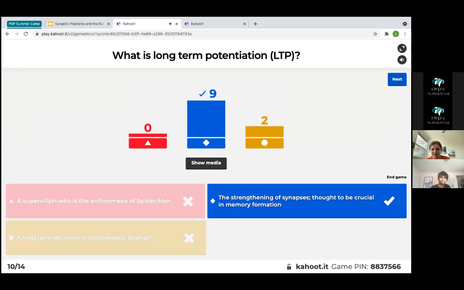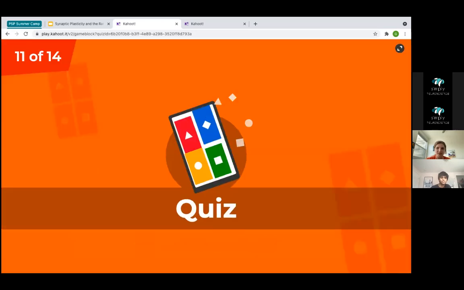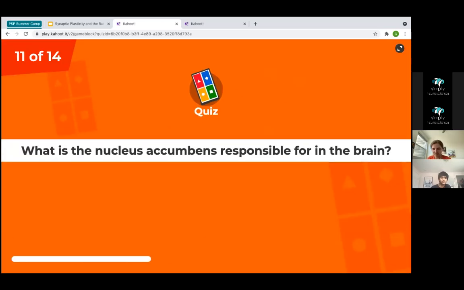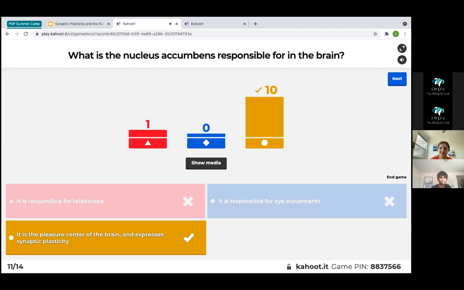Yes, nice job, everyone. Let's see what the next question's all about. What is the nucleus accumbens responsible for in the brain? Nice, that one was really quick. Y'all have fast fingers, awesome.